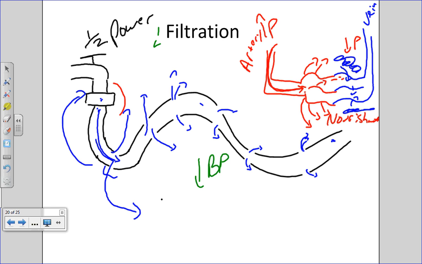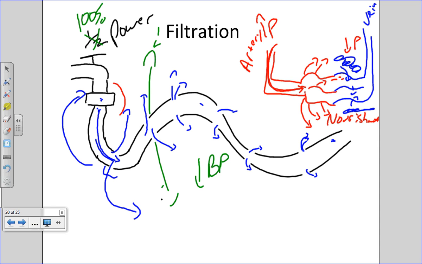Okay, because you know, the higher the pressure, let's say I went from half power and I turned this thing up to full power. Okay. And I had water blasting through here at a higher rate. More water is going to be pushed or filtered out of the hose. Okay. Same thing with us.